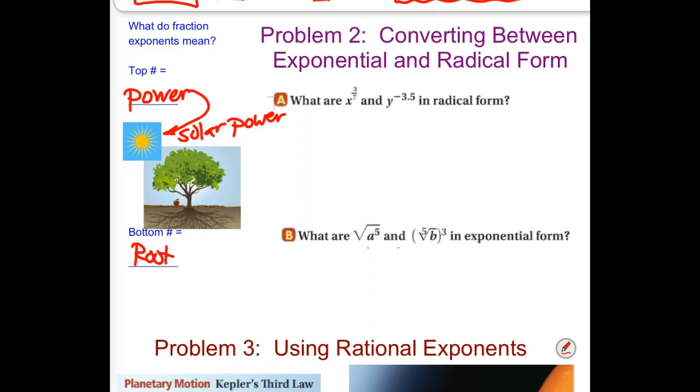So looking at x to the 3/7, the top number is our power, and the bottom number is our root. So we would rewrite this and say we are taking the 7th root of x to the 3rd power. Now again, you can write that either way. That would be equivalent. One shows you taking the root first, one shows you taking the power first. Okay? What if our power is negative 3.5? What would that be as a fraction?